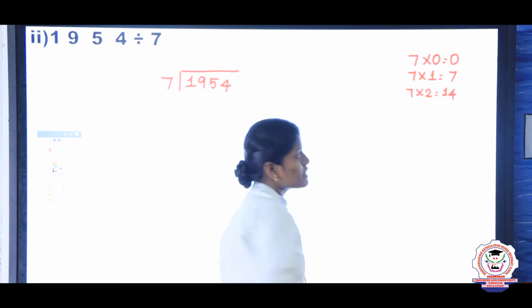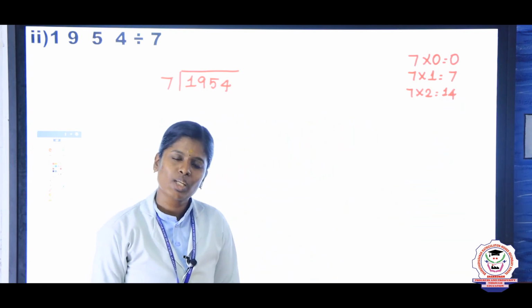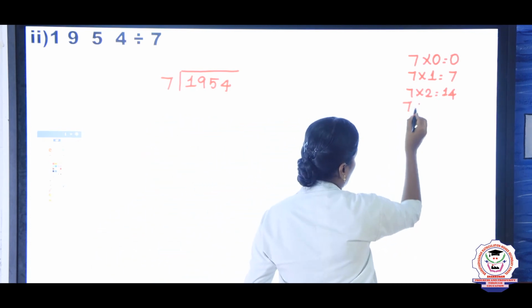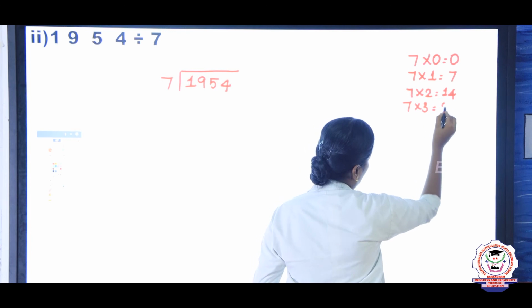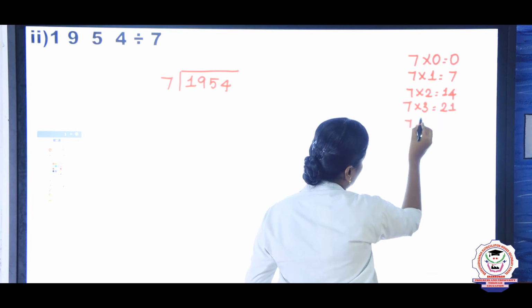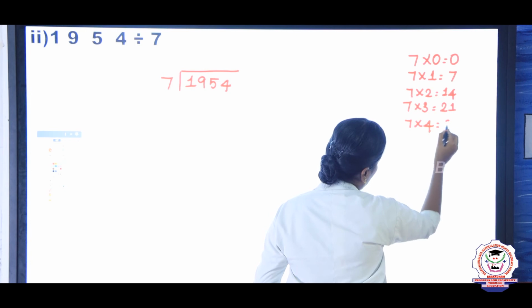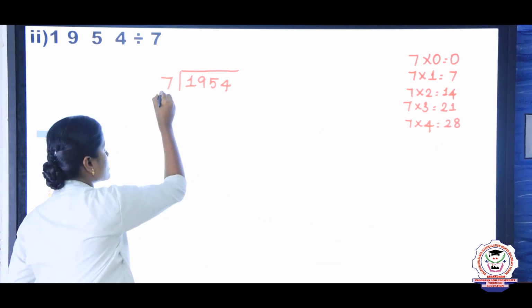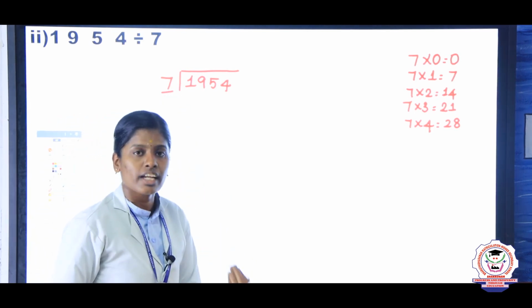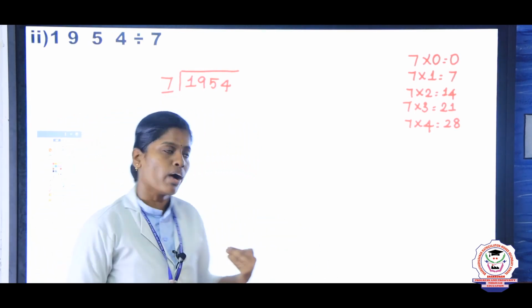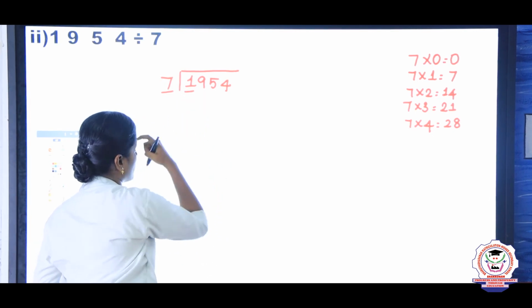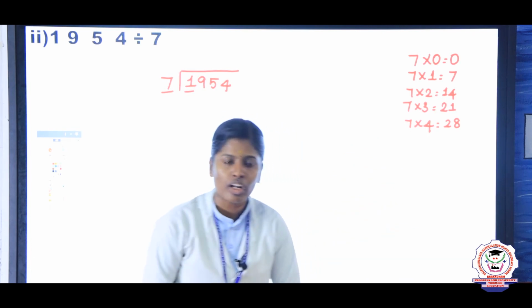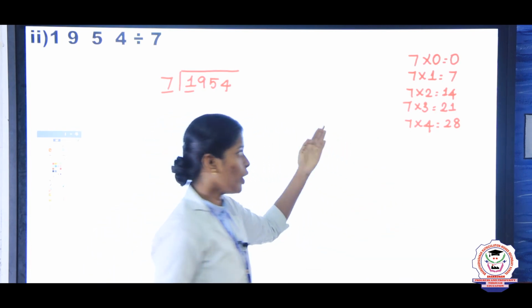And next one is 7 threes are. What is the answer? 7 3s are 21. So take and write 7 3s are 21 and 7 4s are 28. So listen children, now here we have 7, one digit number. In dividend also you should take a 1. Now we are going to check whether 7 table have 1 or not. No, 7 table have 0 and then 7.